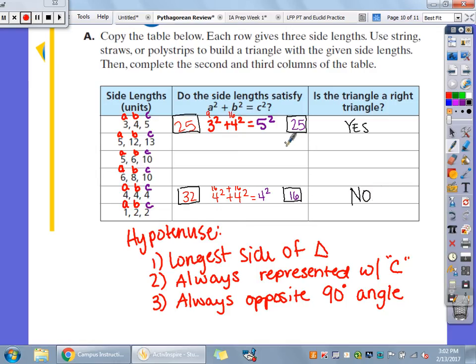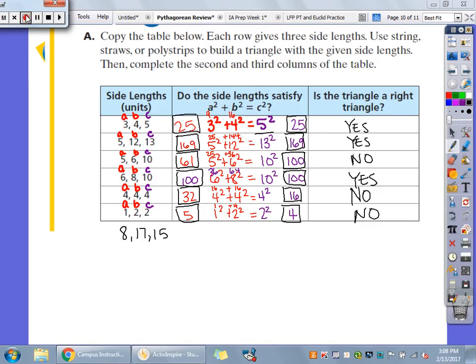So see if you can try these last 4, determine whether they're right triangles or not, and then pause it for a minute, and when you're done, unpause it and the answers will be there for you. And I've got a couple more that I want you to try really quick. Okay, so on this last one, here are the answers for the 4. Yes, no, no, no.